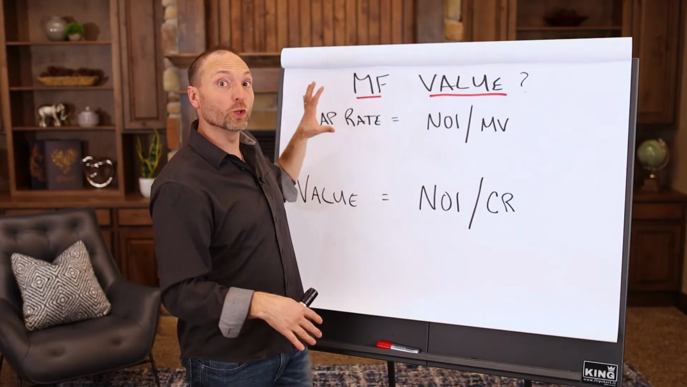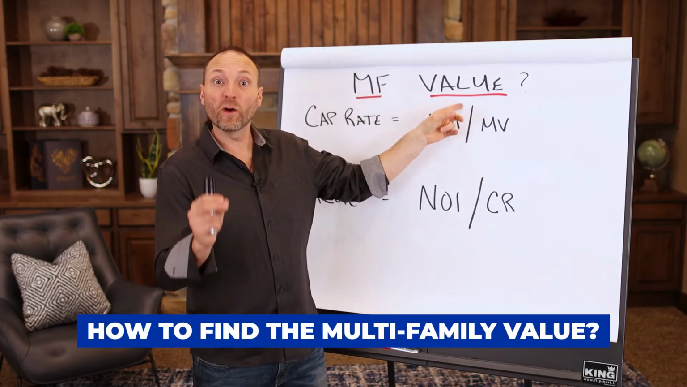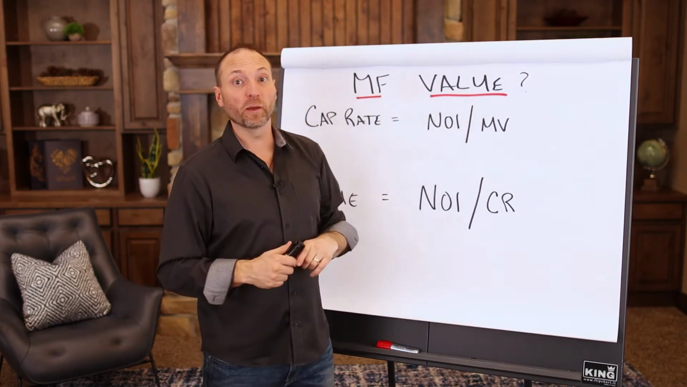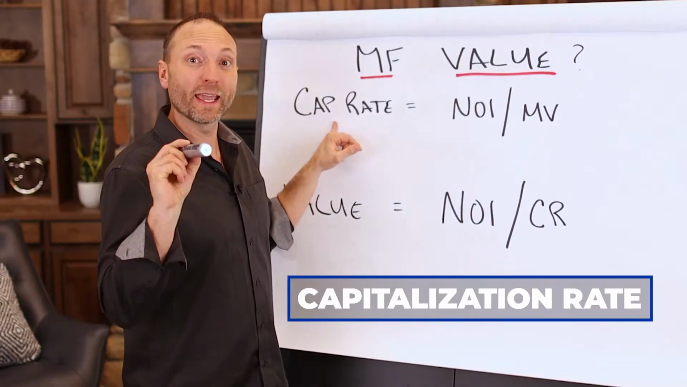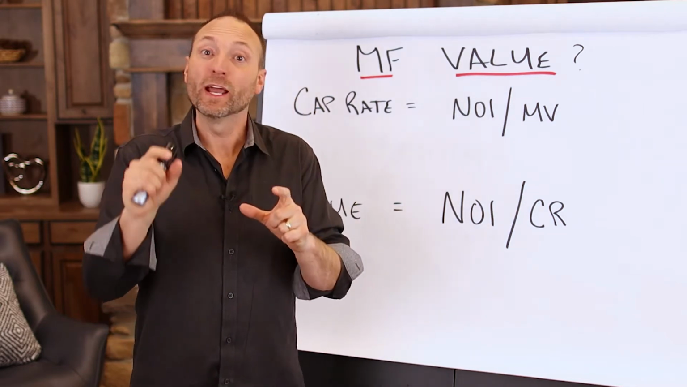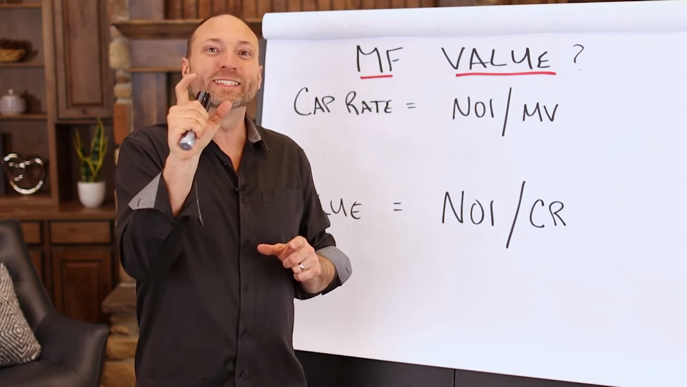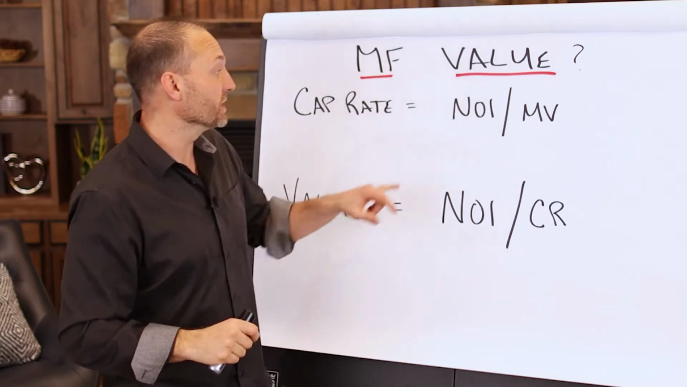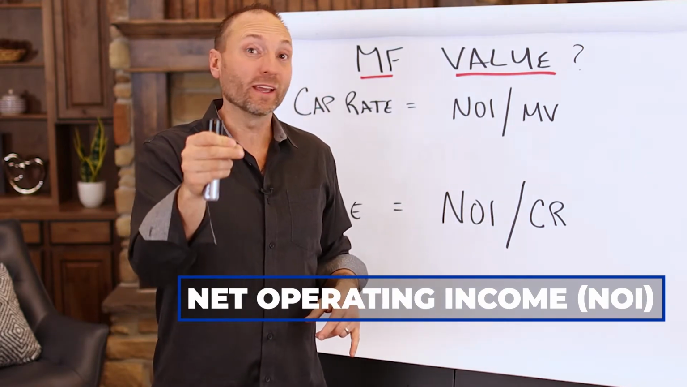So what I'm going to do is walk you through how you actually find the multifamily value, how you find the value of a piece of multifamily real estate. The very first thing you need to know is a cap rate, or a capitalization rate. Now, the cap rate is a specific number. It's a percentage that's taken off of another number inside of the financials. And here it is. It's the NOI, or the net operating income.